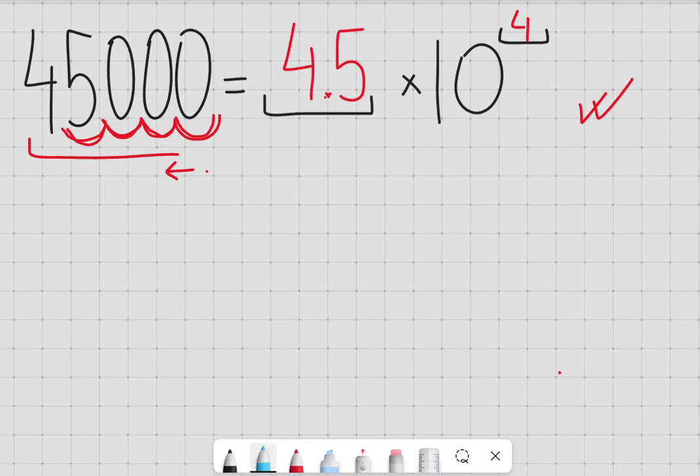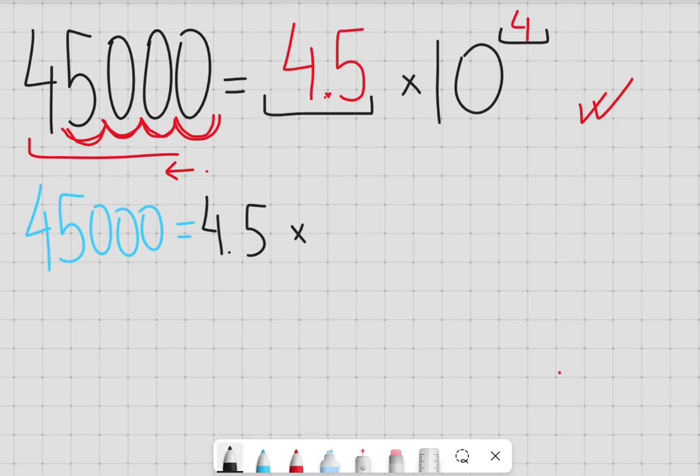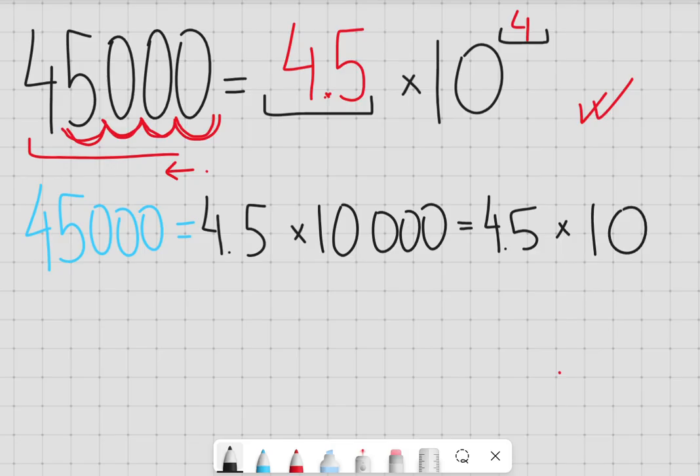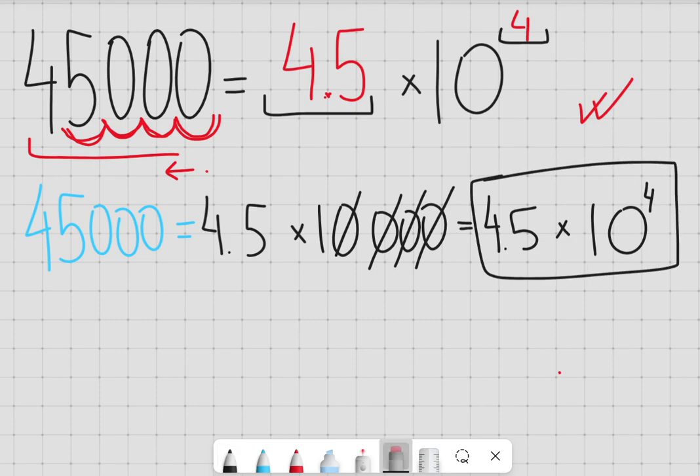Now, just for the first time, I will explain why that is. So, 45,000 can be written as 4.5 multiplied by, what did we just say? 45,000. So it's 4.5 multiplied by 10,000, which basically means 4.5 multiplied by 10 to the power of 1, 2, 3, 4. 10 to the power of 4. We check one last time. Do we have a number that is between 1 and 10? Yes. And we have an exponent over here. Perfect. Our number is written in scientific form.